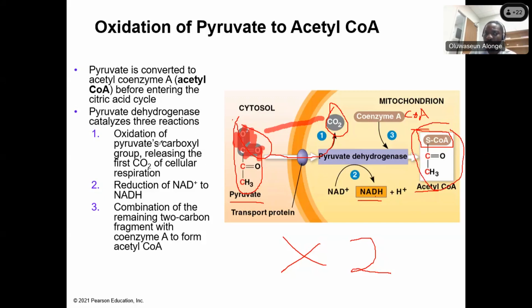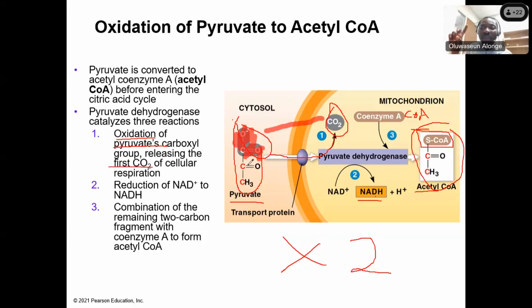Number 1, oxidation. You see, oxidation of the pyruvate, adding oxygen to the pyruvate, which is what gave us the CO2. So oxidation of the pyruvate carboxyl group releasing CO2. So now listen. We have lost one CO2 out of this pyruvate. We've lost one carbon. That means simultaneously too, we have lost another carbon from the other pyruvate.